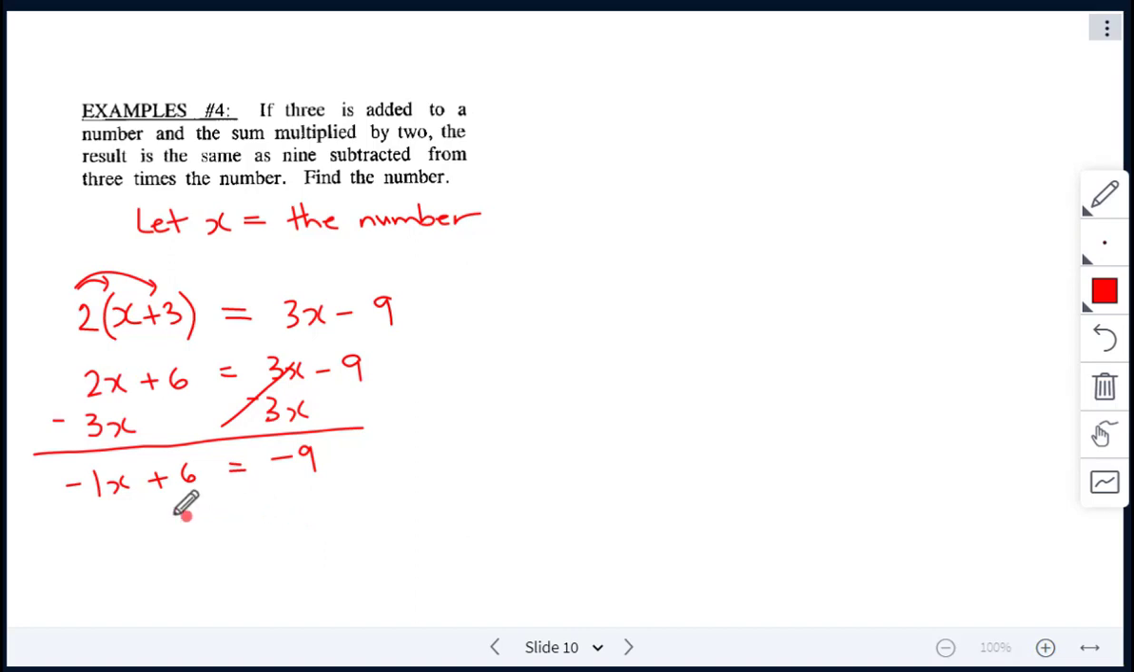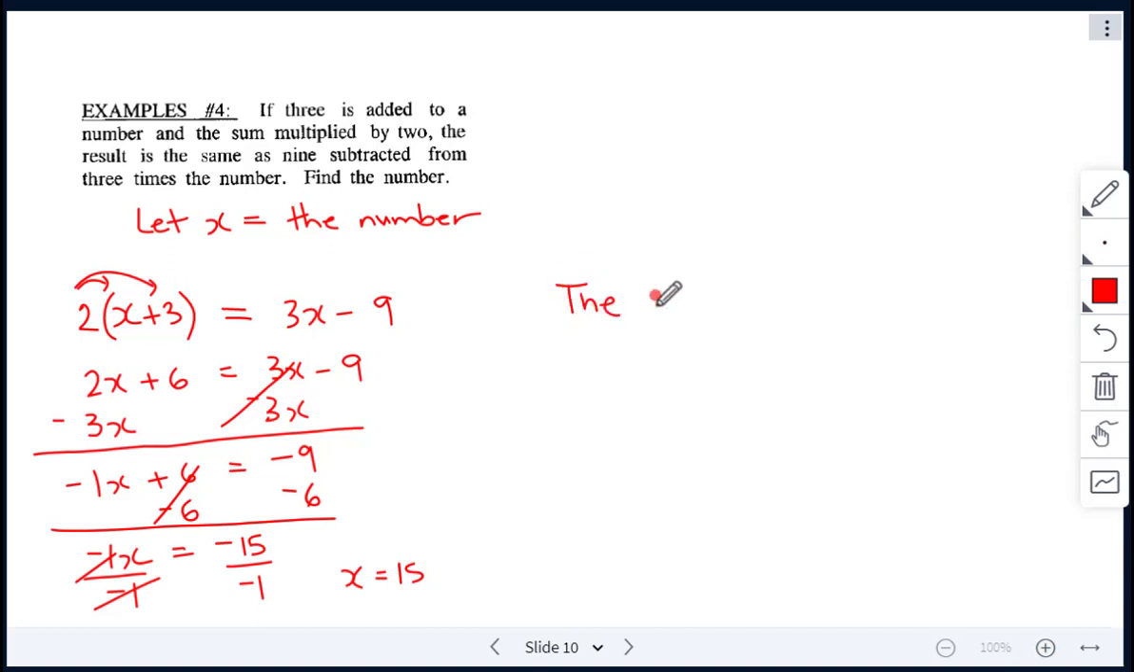Next, I'll subtract 6 from both sides. That leaves me with negative 1x is equal to negative 15. We still have that negative to get rid of, so we divide by negative 1 on both sides, and then the final answer is x is equal to 15. We were just looking for the number, so our final statement is: the number is 15.